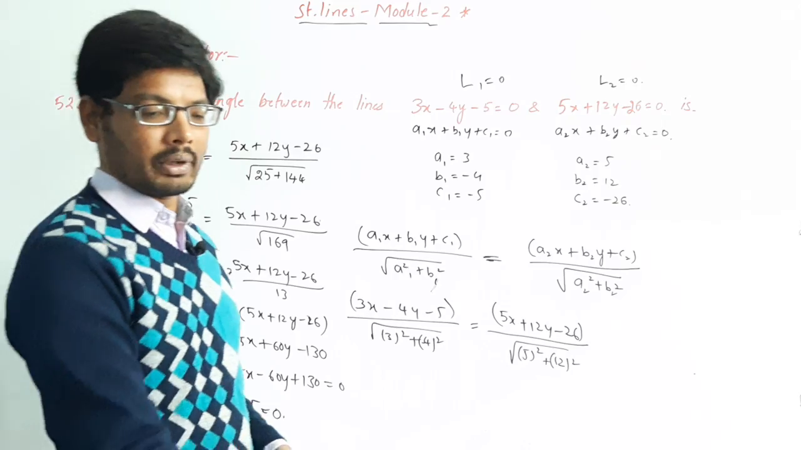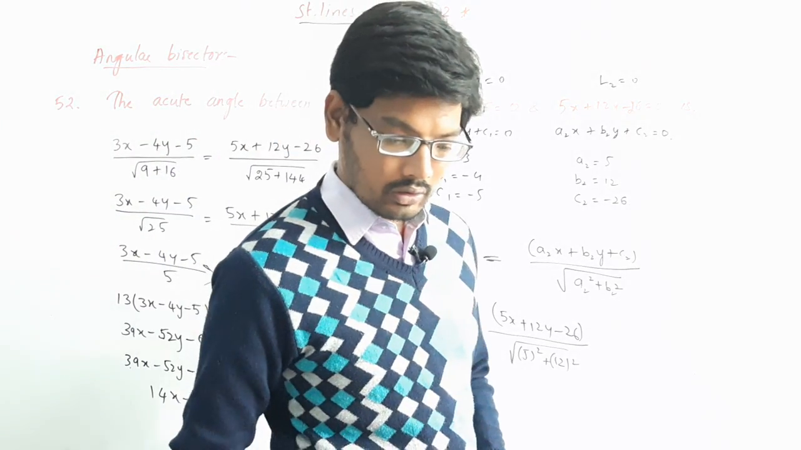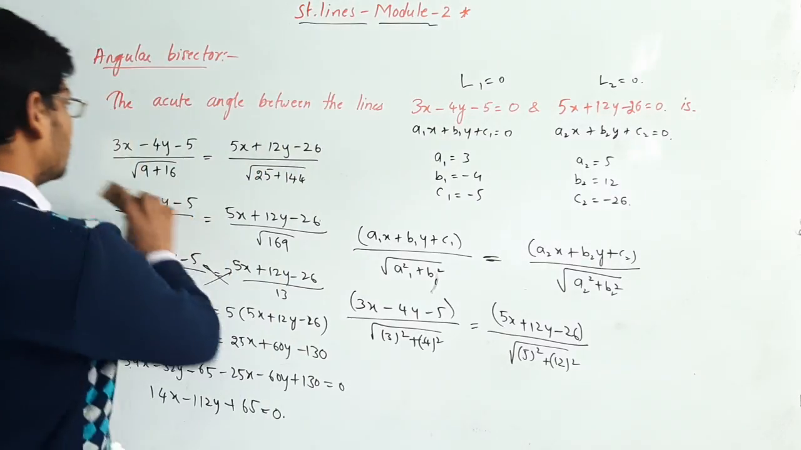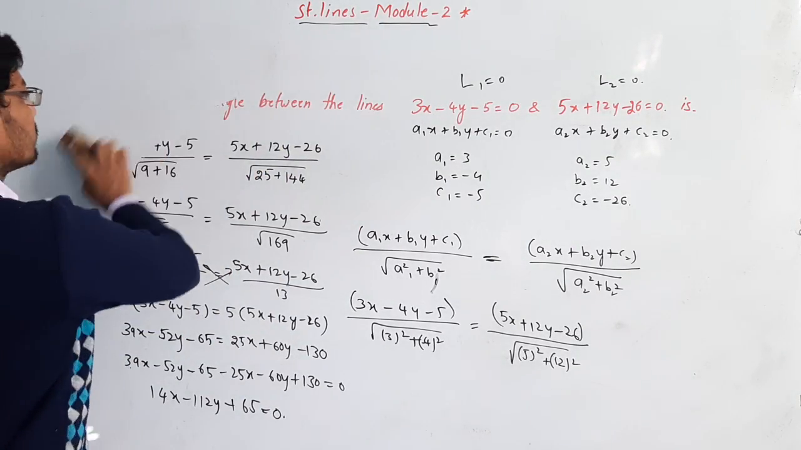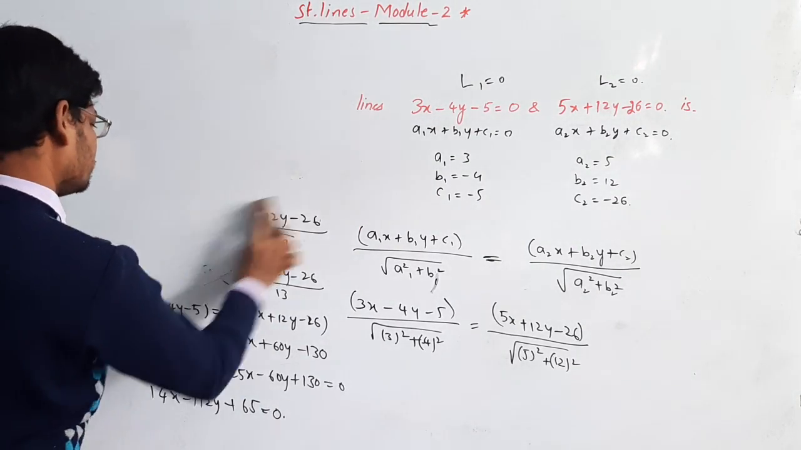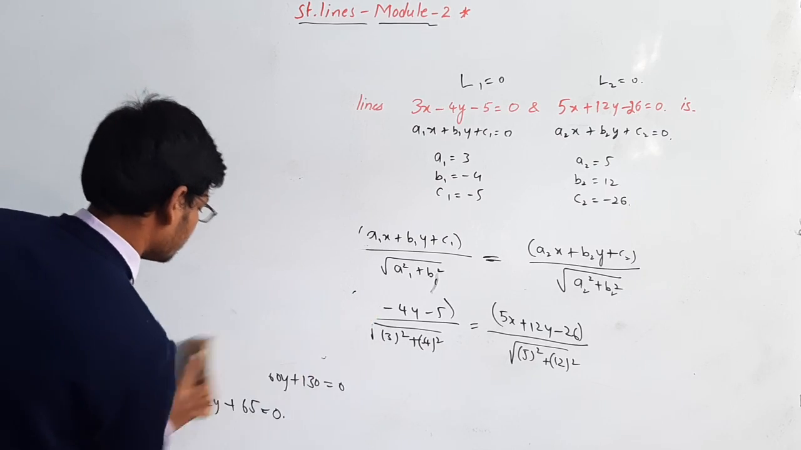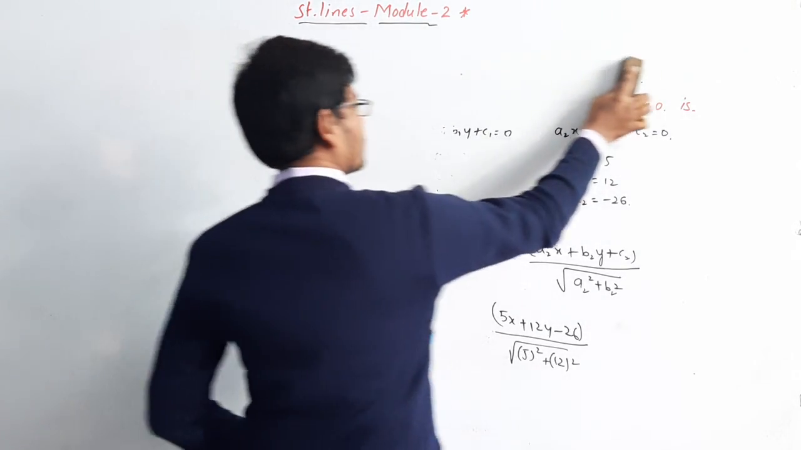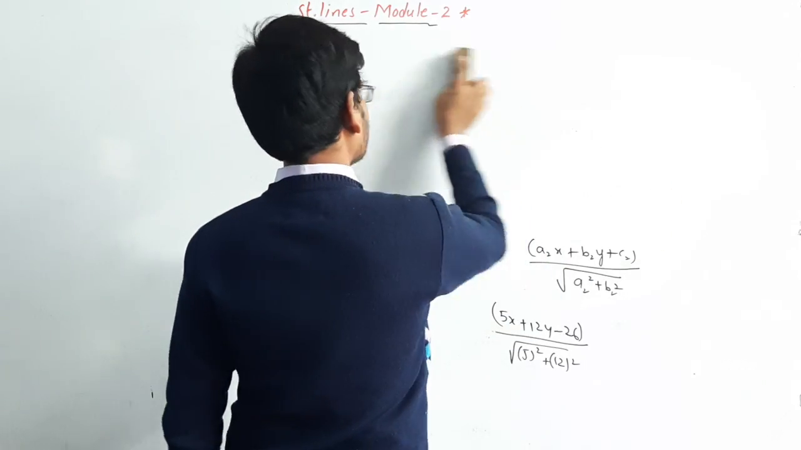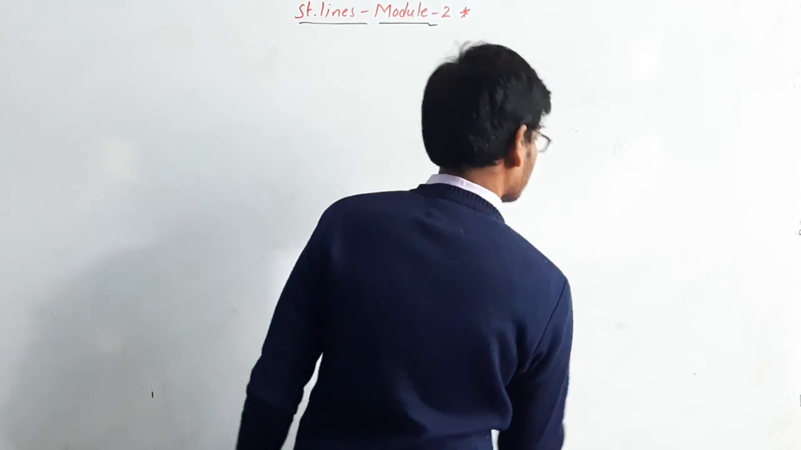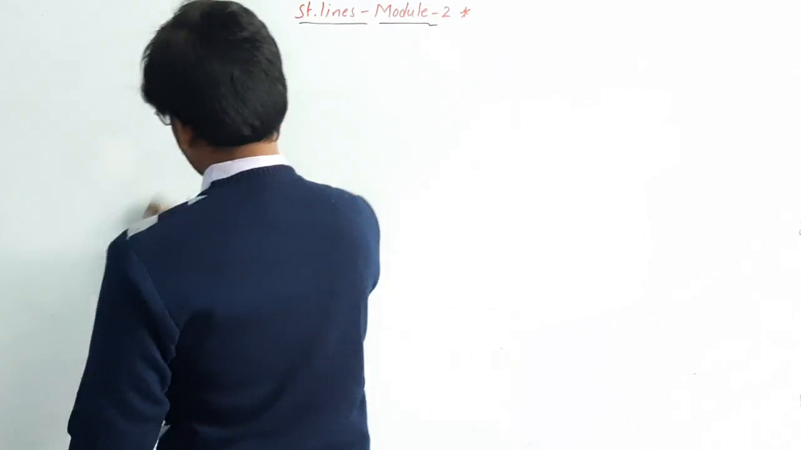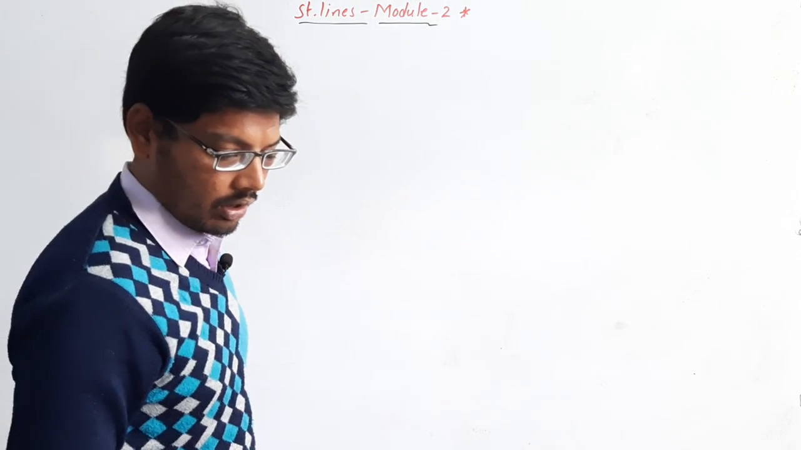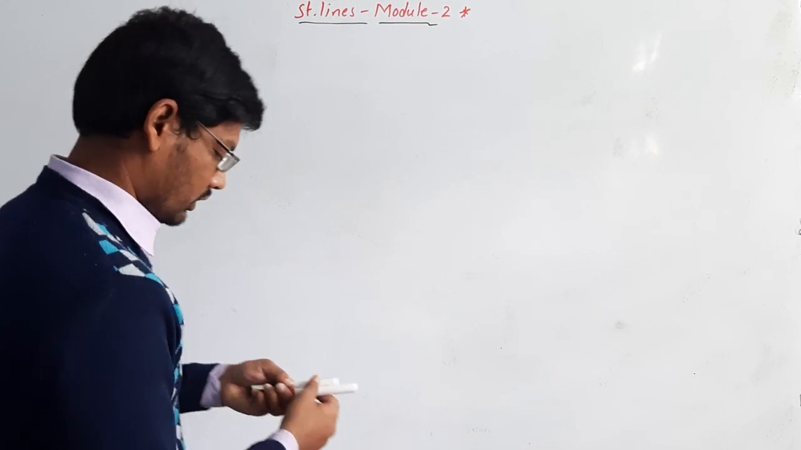And the next topic is a ray of light along. The topic name is optimization and reflection in surface.